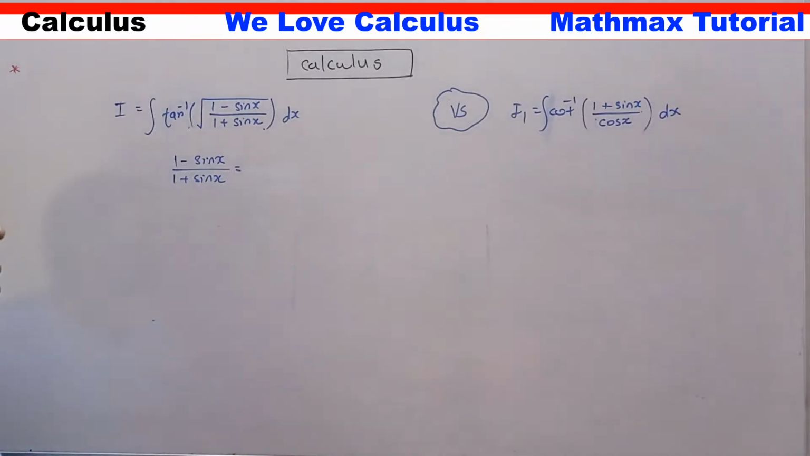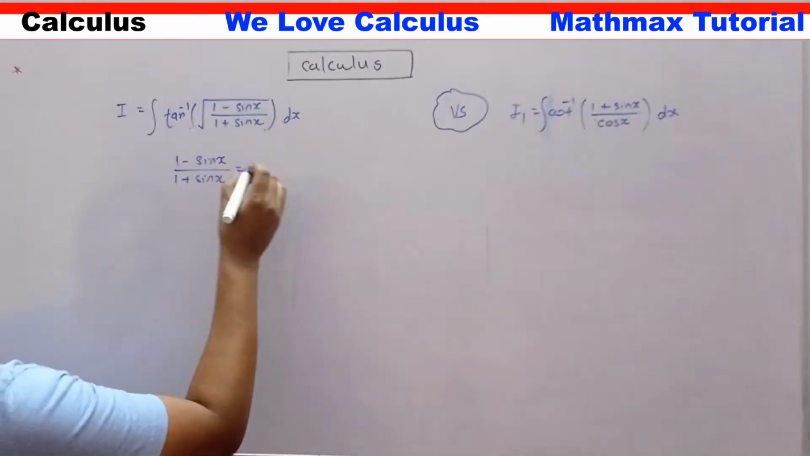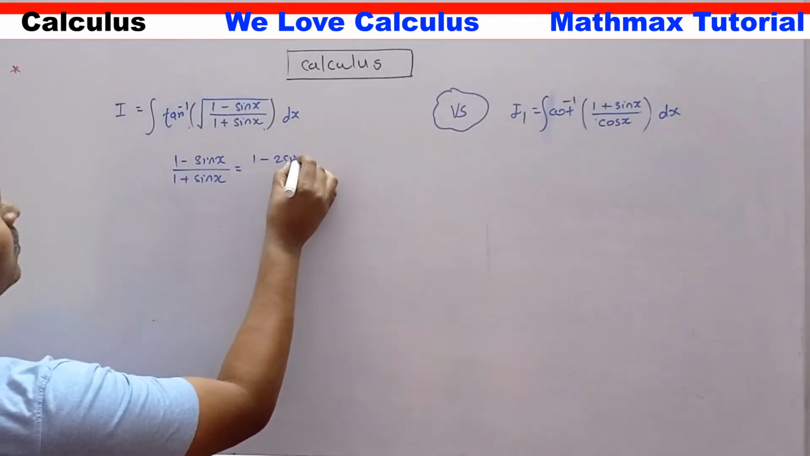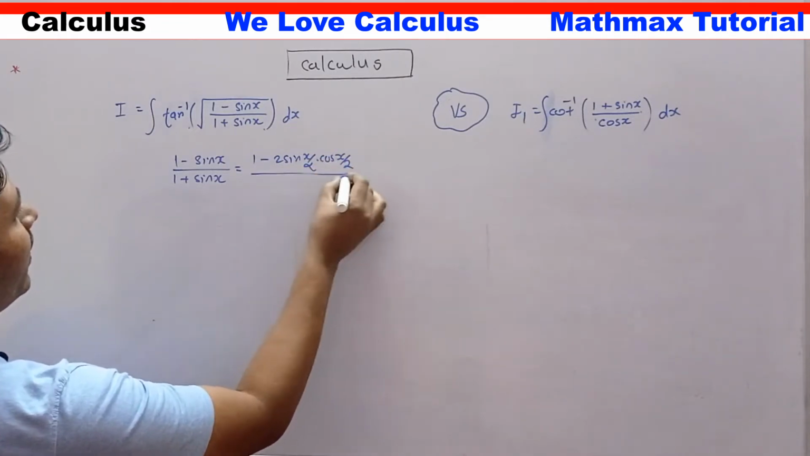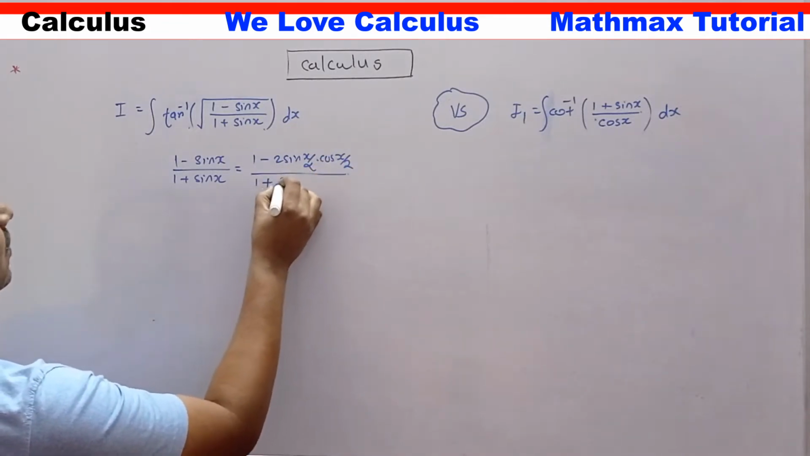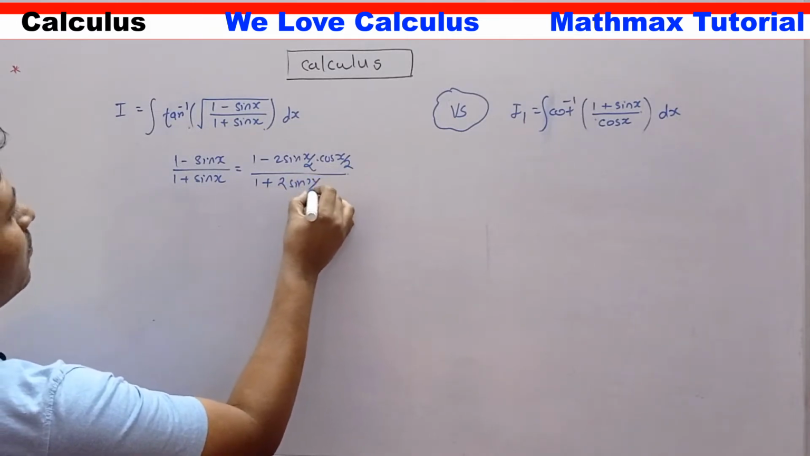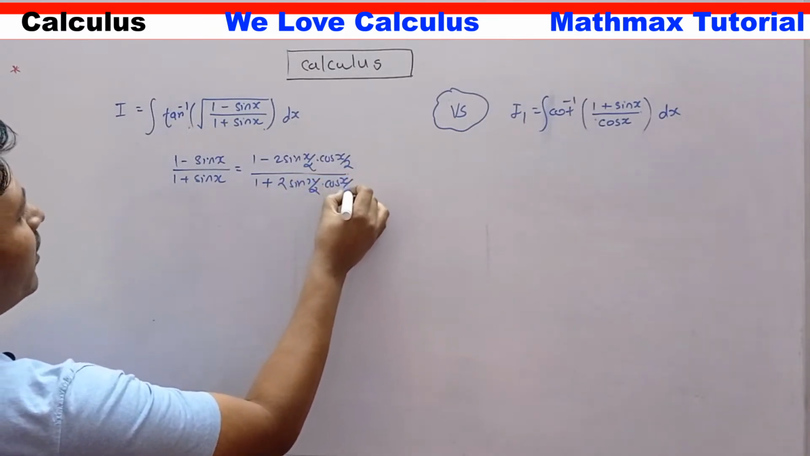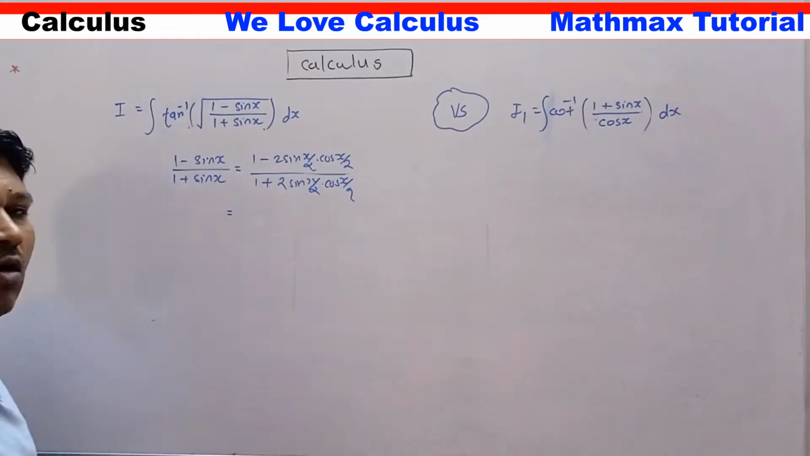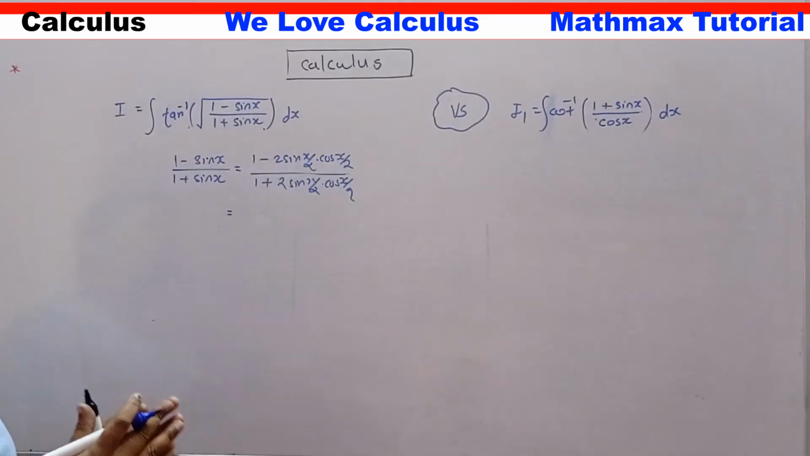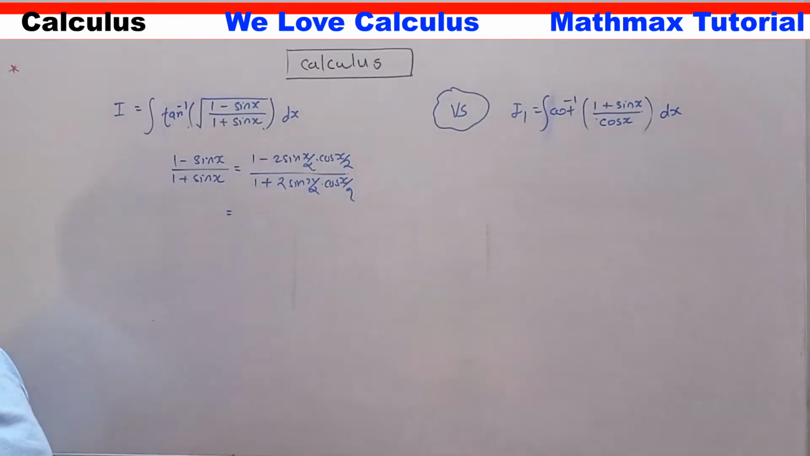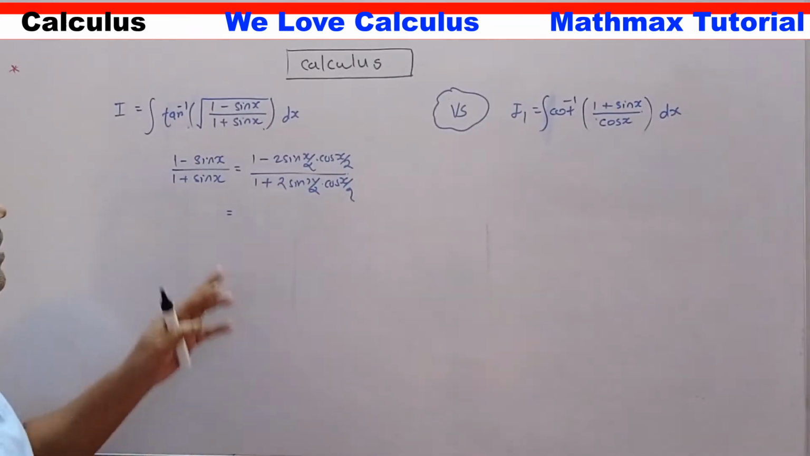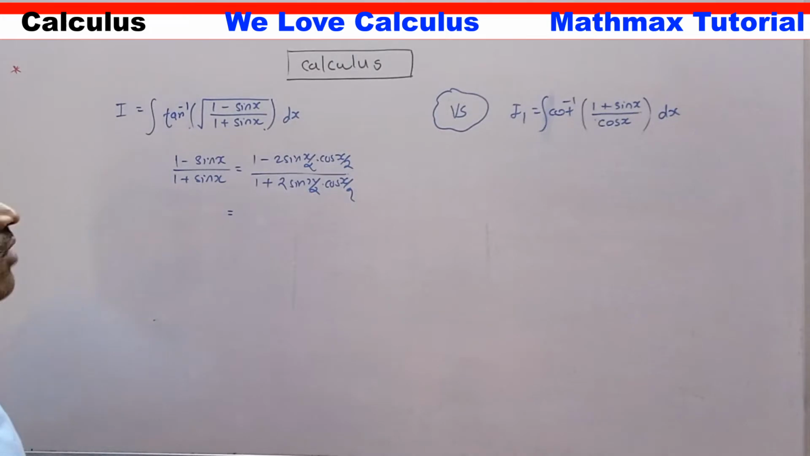We can write this using the half angle formula for sin x, that means this is 2 sin x by 2 into cos x by 2, and divided by, this is 1 plus 2 sin x by 2 into cos x by 2. But we know that 1 is equal to an identity, that means 1 is equal to sin square theta plus cos square theta. We can also write it in terms of half angle.